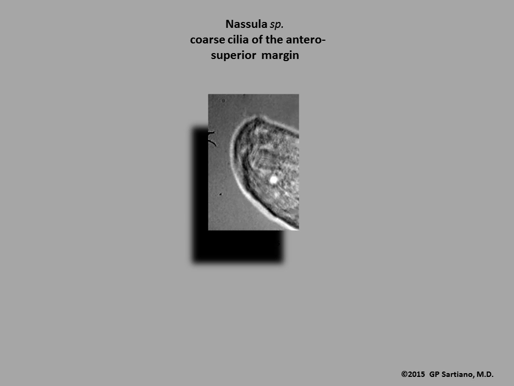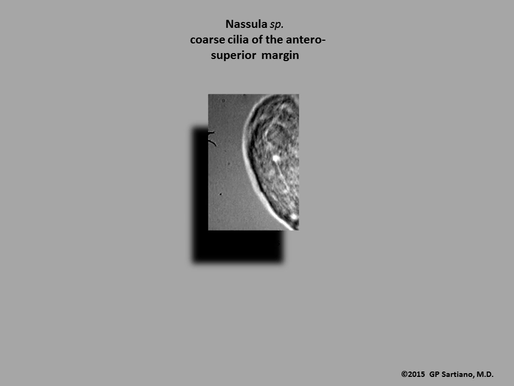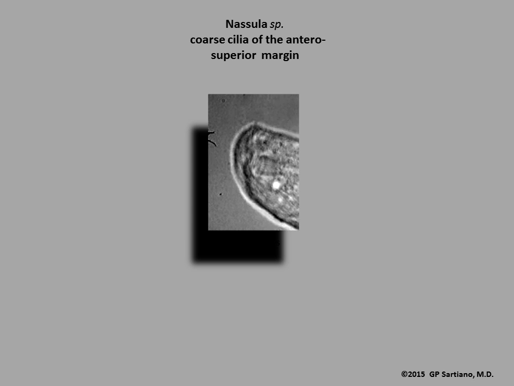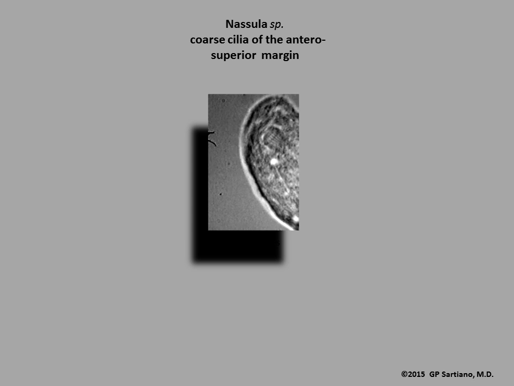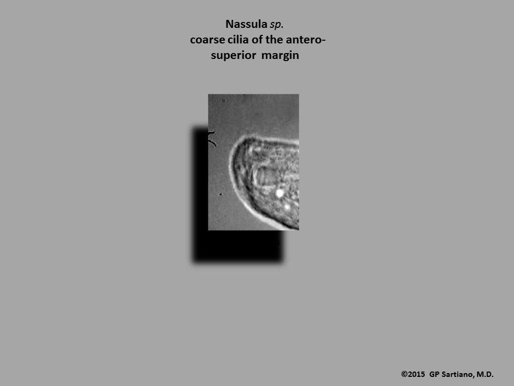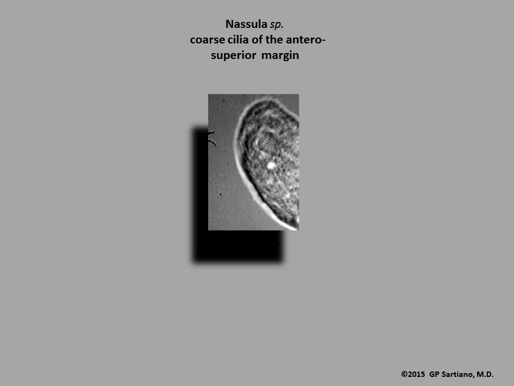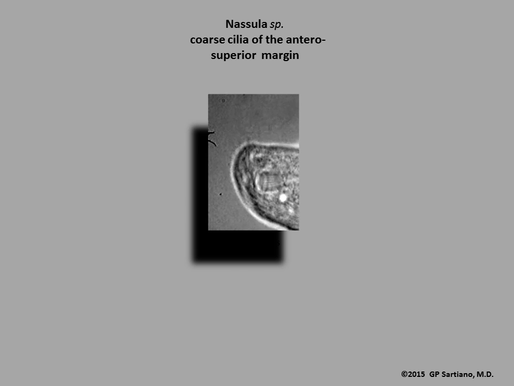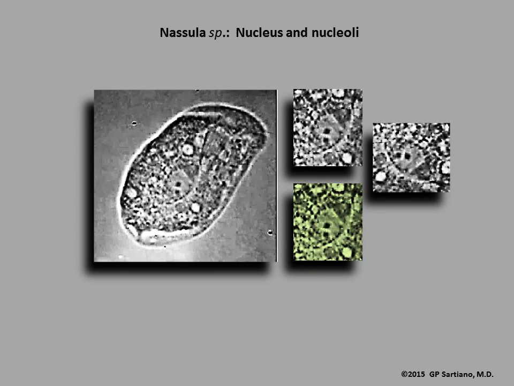Nassula is a ciliate, and it does have total body ciliation. This video shows some of its prominent cilia in the antero-superior location. Nassula has a large, oval to round nucleus located more or less centrally in mid-body. Note that the nucleus in this case shows two prominent nucleoli.